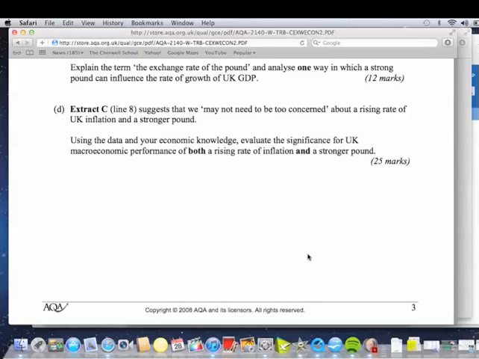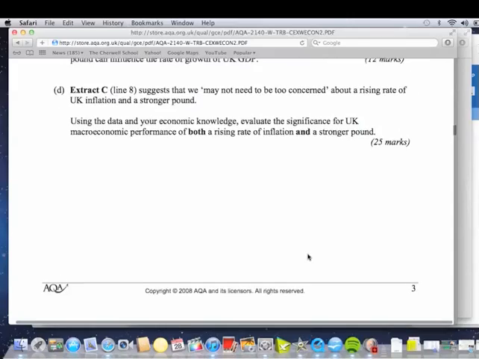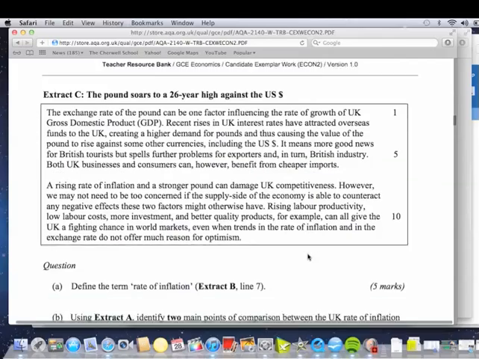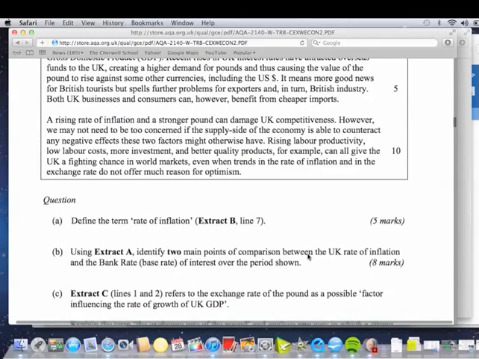Now, let's think about it. How are you going to answer this question? So what information have we got here? We've defined rate of inflation, so great, we've come back to that. What about this data here? Two main points of comparison.